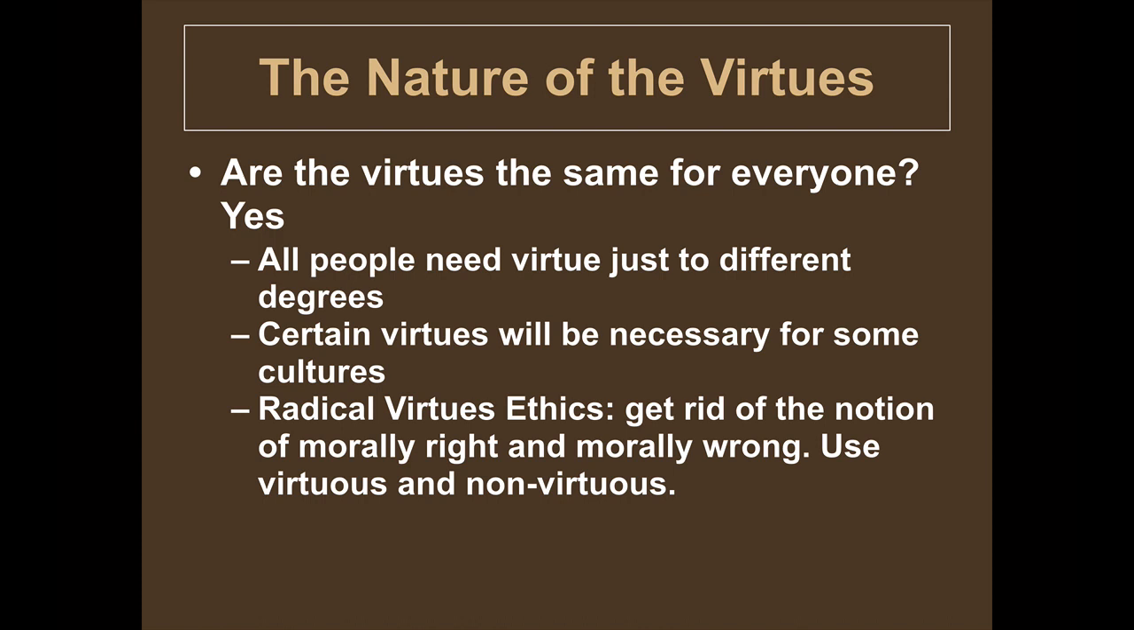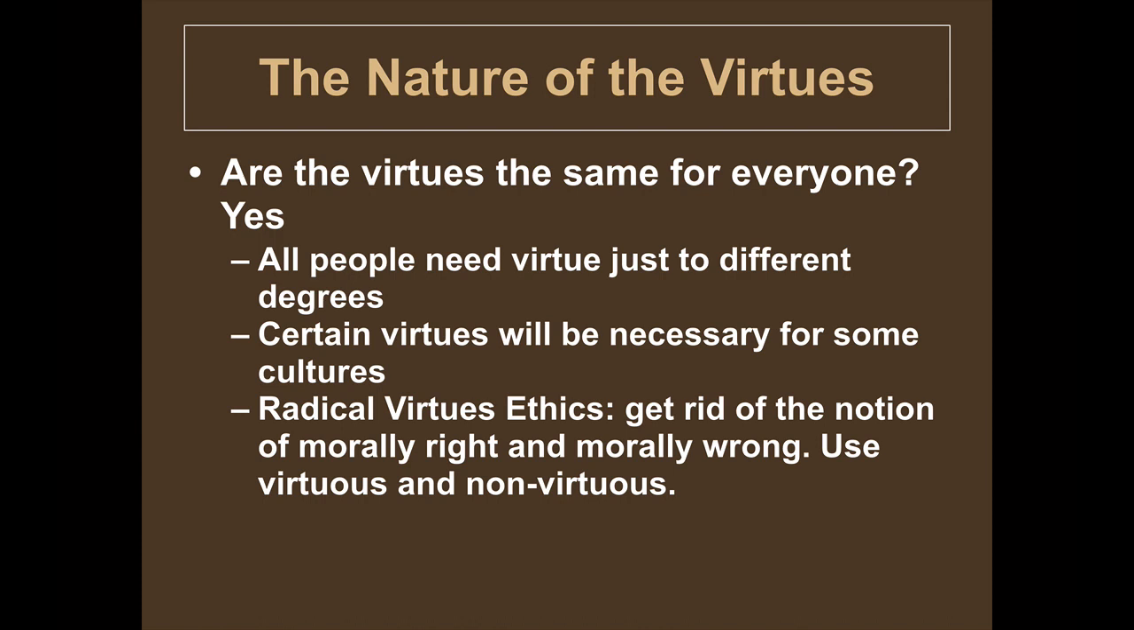Now, it's worth noting that there are various types of contemporary virtue ethics. One approach is what's termed radical virtue ethics. A radical virtue ethicist wants to get rid of the notion of morally right and morally wrong altogether and use virtuous and non-virtuous. So when you say an action is right, or okay, or morally justified, or you say it's morally wrong, the radical virtue ethicist says, no, we shouldn't even speak in terms of morally right and morally wrong. We should say it's virtuous or non-virtuous. Now, there is a problem with replacing all morality with virtue in this way.